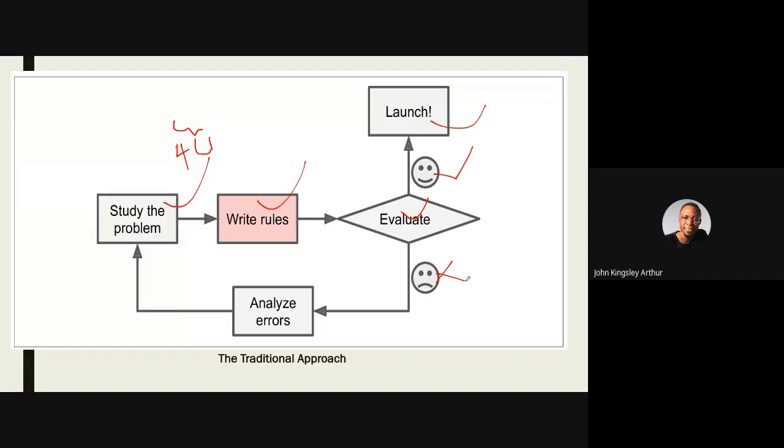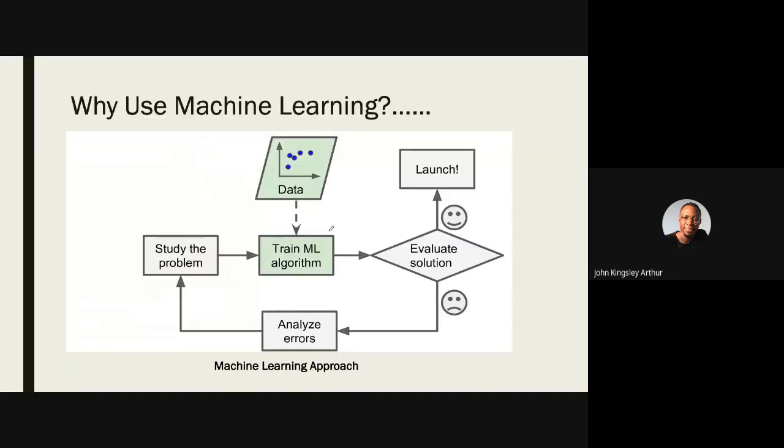If it is not okay, then you would have to analyze where the errors are coming from. Then you study the problem, you write the rules, update them, and evaluate if it is okay, then you move on. If it is not okay, you come back through this cycle until you are 100% sure the traditional algorithm you have written is perfect. So you can see that all the time you may have to be writing rules.